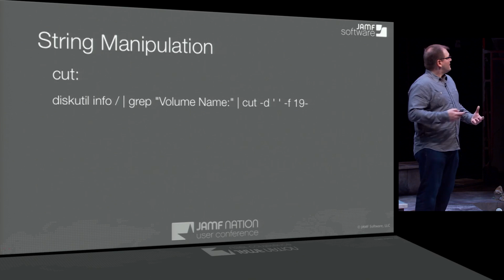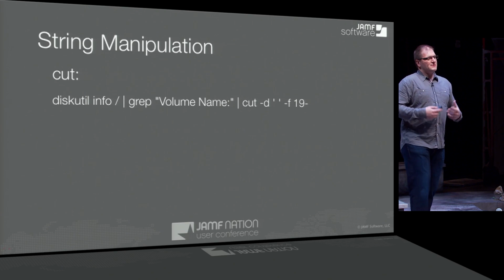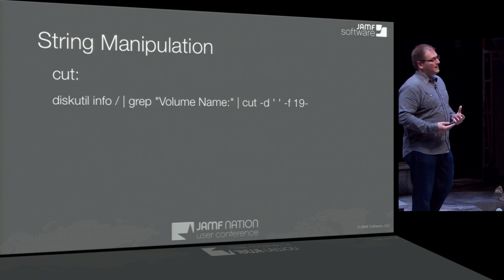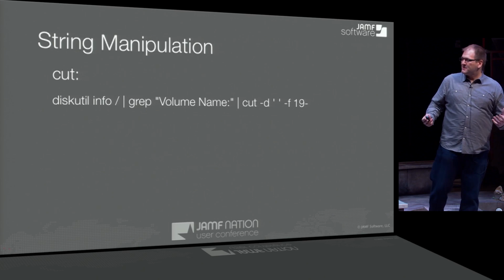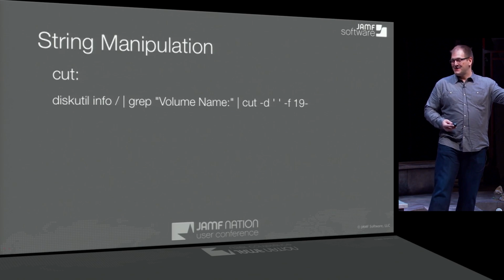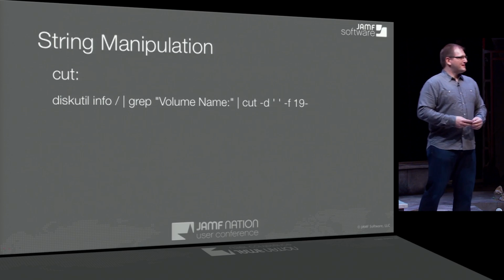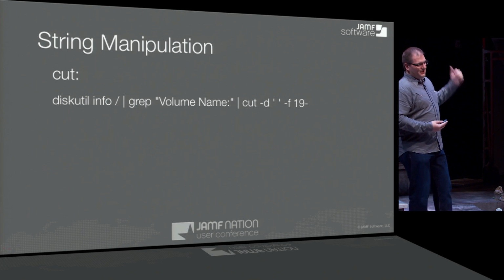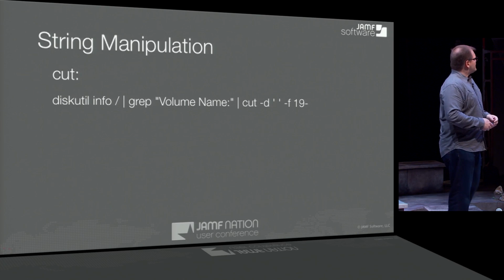So here, we've got a similar but slightly different scenario. Here for a script, I was trying to return the volume name of the boot disk. Because I'm sure we've all encountered situations where people change the name of their disk. And if I'm calling for Macintosh HD and the disk isn't called Macintosh HD, then things don't work. So instead of calling for Macintosh HD, I want to know what the name is.